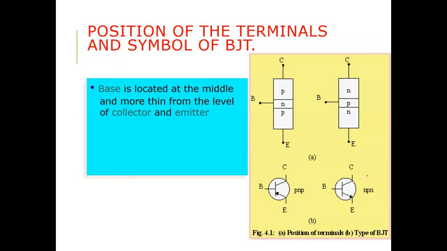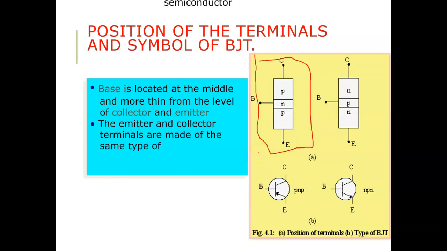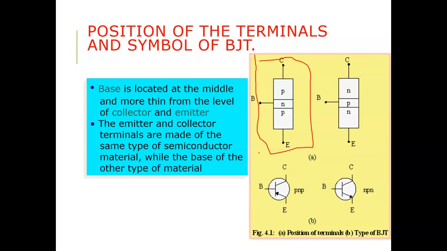Coming to the first one, when you check out the circuit symbols of BJT, the first one is a PNP. In the PNP, you can see the middle layer, which is a very thin layer when compared to the other two layers. It has been located in the middle, which is called the base layer. And the other two layers are emitter and collector. Similarly, for the NPN also, the middle layer is the base layer, which is a thin layer. The other two layers are the emitter and collector, which are made up of the same type of semiconductor material, while the base is of the other type of material.